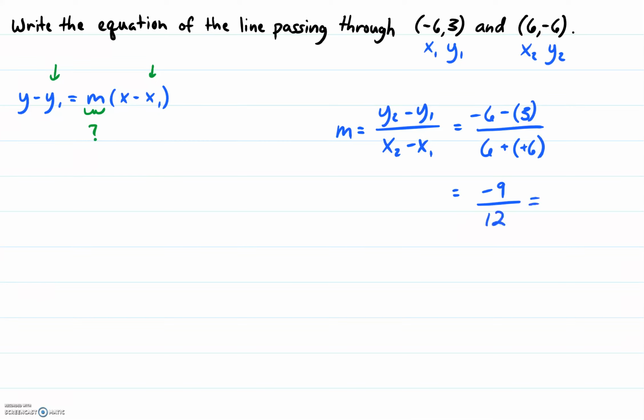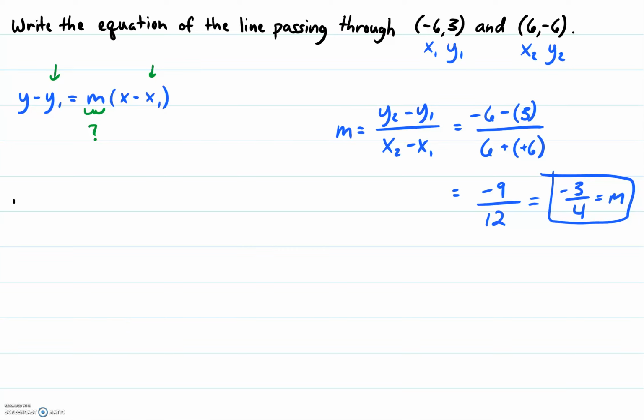And now we can simplify this just a little bit, divide the top and bottom by 3, and we get -3 over 4. And that's going to be our m. So now we know our slope m, we know our x1 and our y1, so all we have to do is plug those three numbers into our original equation we have over here on the left-hand side written in blue.